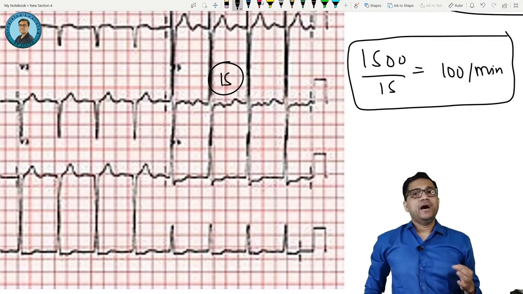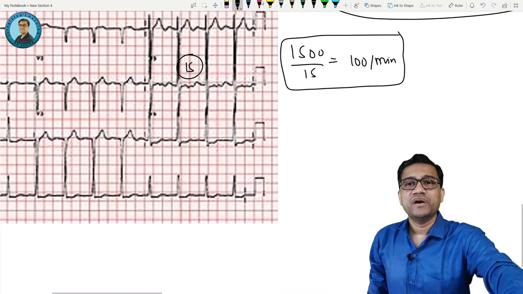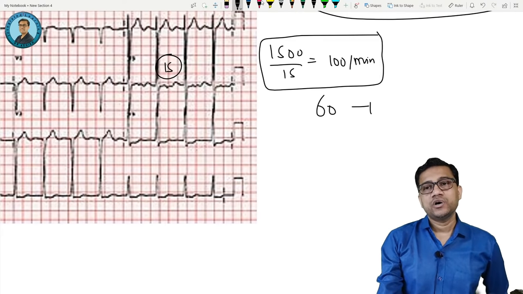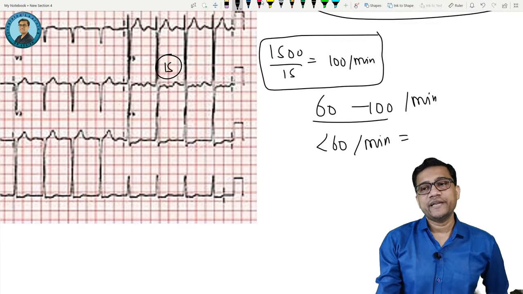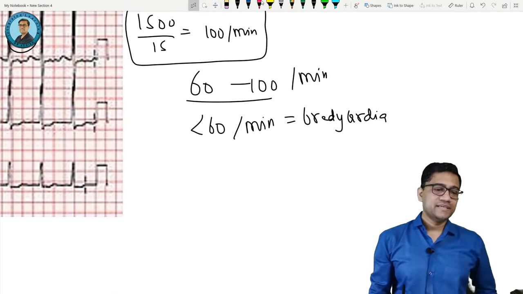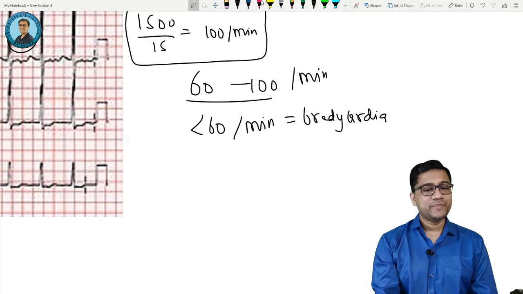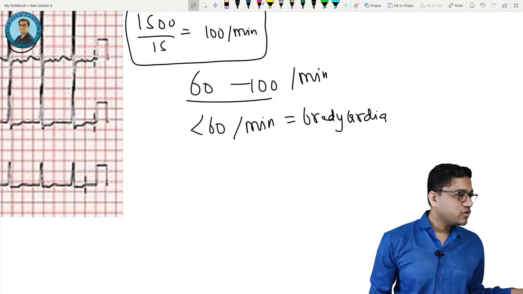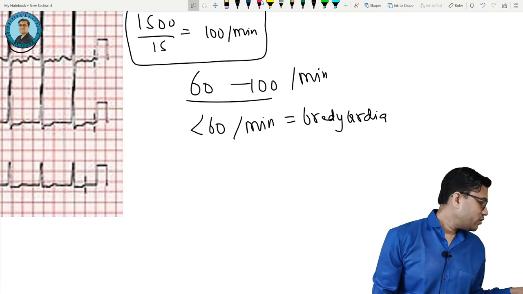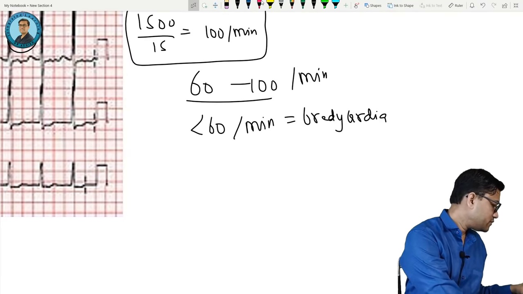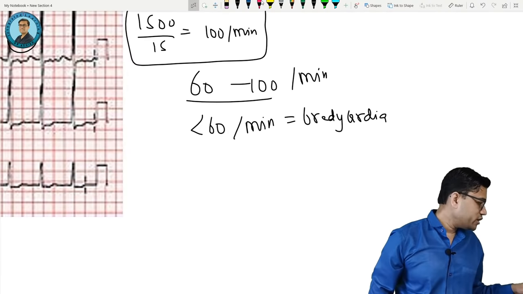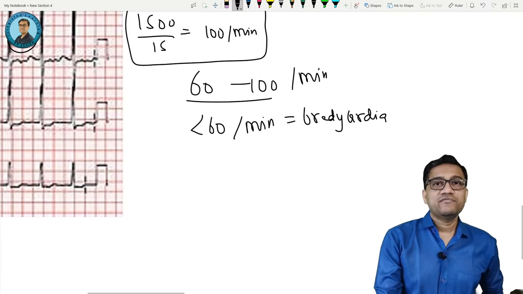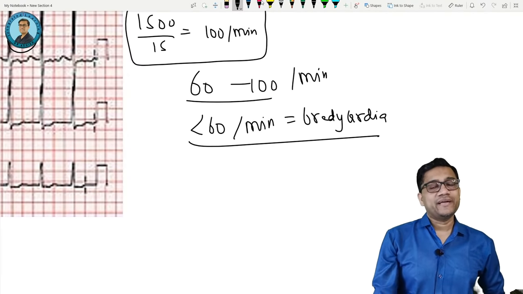Now what is the funda you have to understand? First, we know the range is 60 to 100 per minute. Less than 60 per minute is bradycardia. So 60 is the value. There are so many reasons for this. Clear? Okay, I'm doing it again for the sake of helping you all.